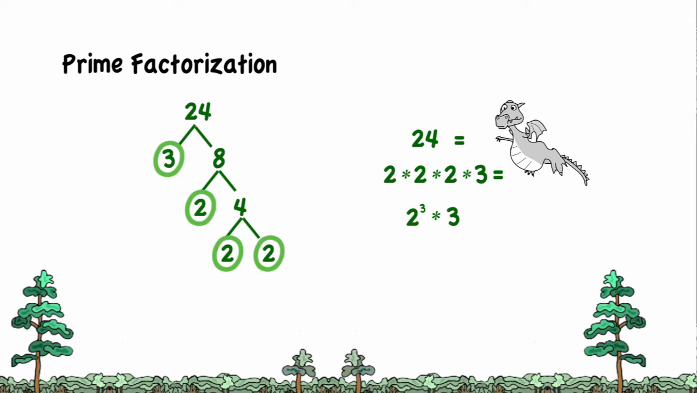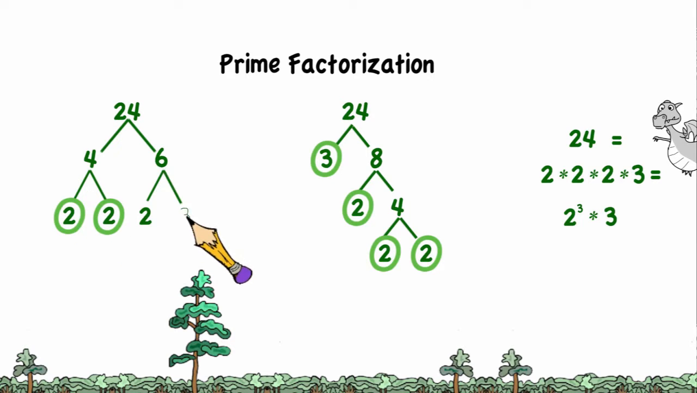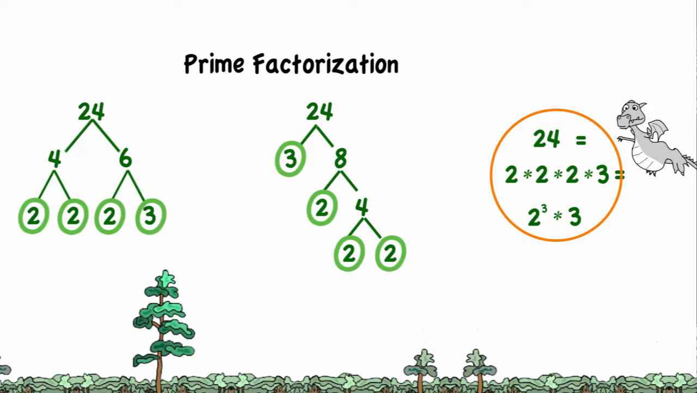So would I have gotten a different answer if instead of using 3 times 8, I had started with 4 times 6? Well, let's try it and see. The factors of 4 are 2 and 2, both prime, so I'll circle those. And the factors of 6 are 2 and 3, and those are both prime, and I'll circle those. You'll notice I got exactly the same answer. It doesn't matter where we start.